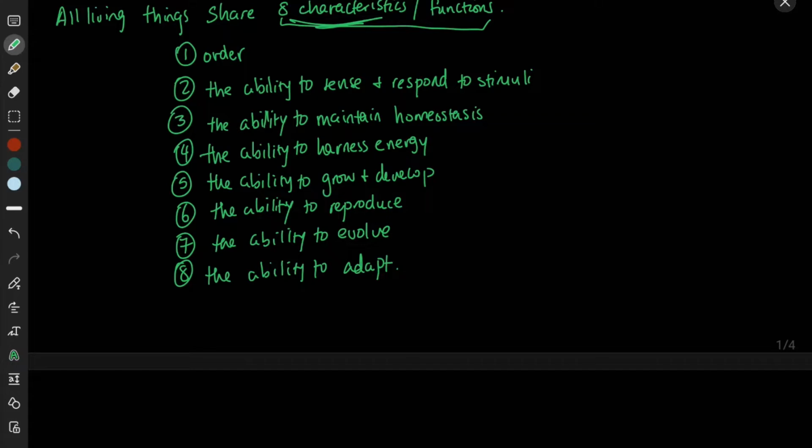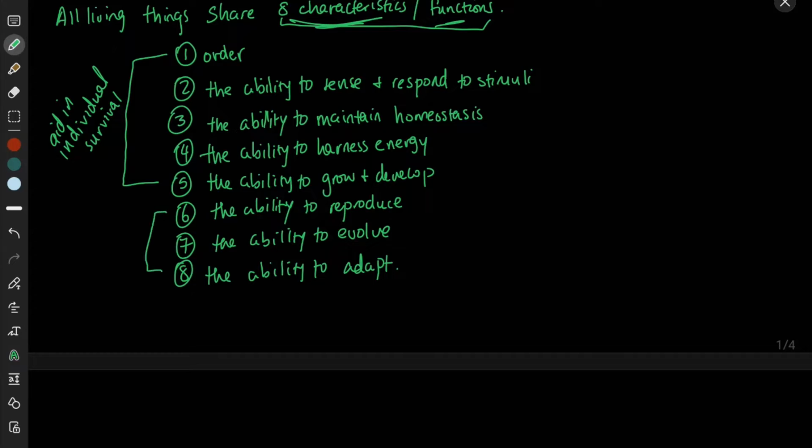If you look at these 8, you'll see that the first 5 of these characteristics or functions aid in individual survival, meaning they aid in the survival of a single unit, a single person or a single organism. For example, the ability to harness energy: in order for us to survive, harnessing energy aids in the survival of the individual.